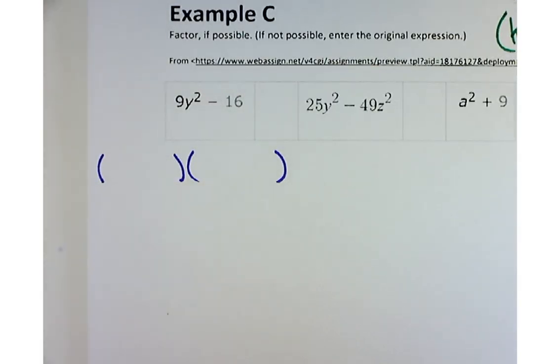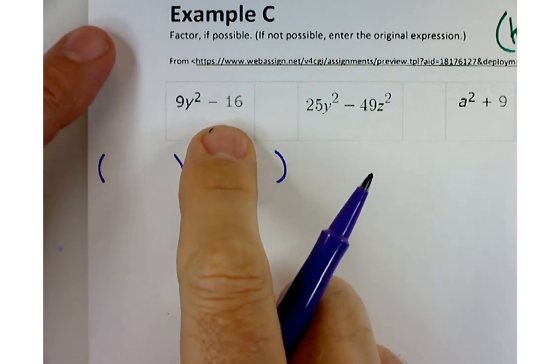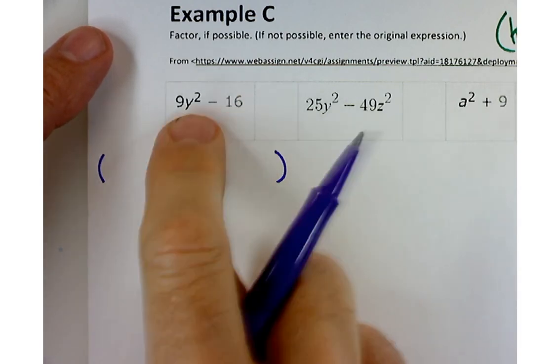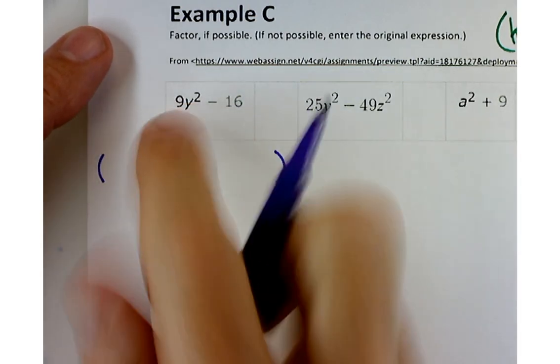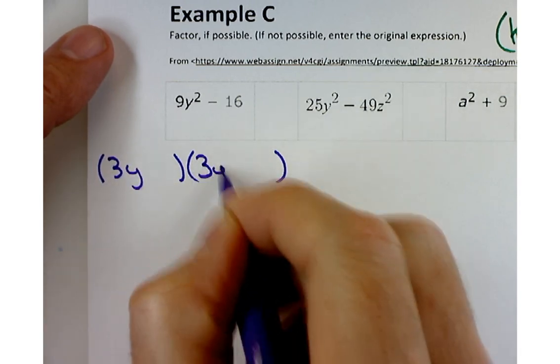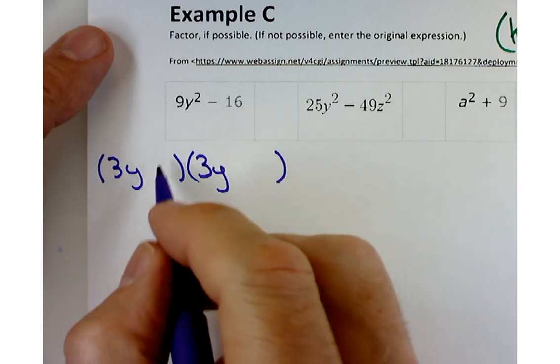When you look at these, the first thing you should think about is, is there a GCF? There's no GCF here. So, Jocelyn, help me out here. What would I square to get this first term? 3y. So put a 3y here and a 3y here. How about this second term? What do I square to get there? 4.